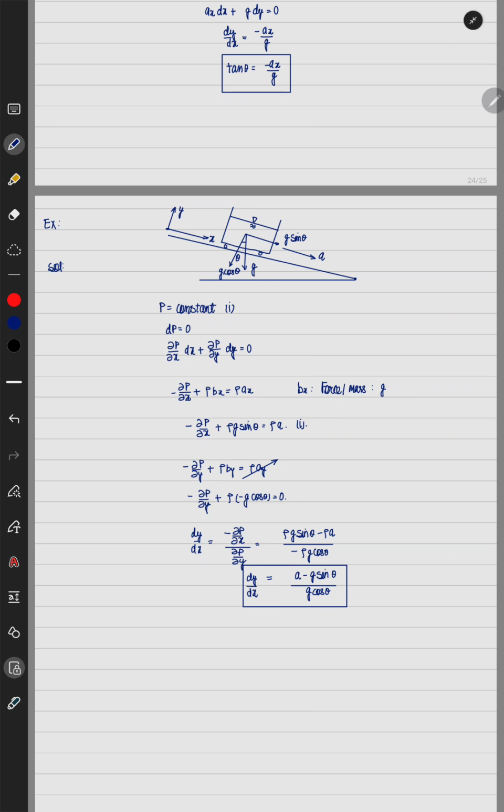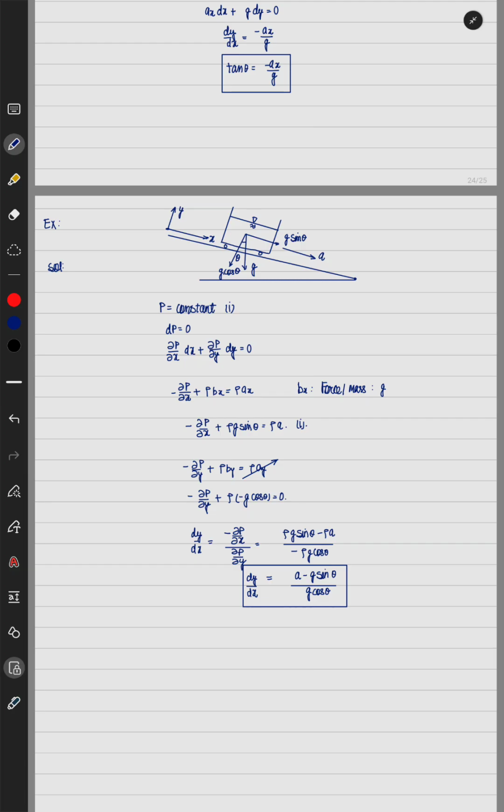Now in order to find del p by del x, we can use the equation that we have derived for a small element by applying a force balance on it. That particular equation we can use here in order to find the value of del p by del x in terms of acceleration due to gravity. And similarly, the expression in y direction can also be exploited. From these three equations, we can obtain the shape of the surface.